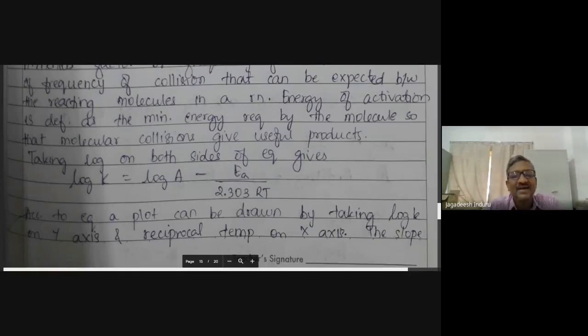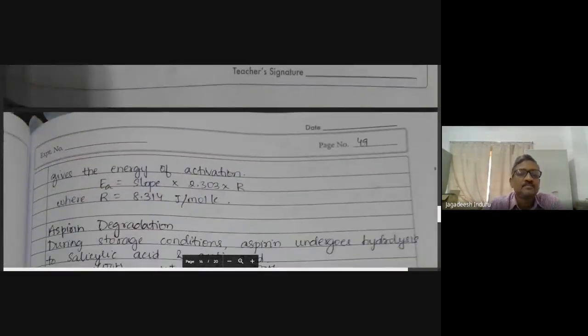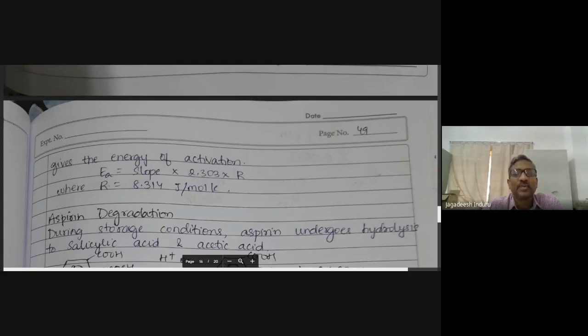So if A and EA are known, and you put any temperature there to predict for room temperature, then you can get the log K. Once K is known, you can determine the shelf life and half life. This is actually the basic concept of this Arrhenius equation in the determination and prediction of shelf life. Most of the time EA is the slope into 2.303 into R, and R is what we are going to put here, 8.314 joules per mole Kelvin. So this is the one which you are going to use.